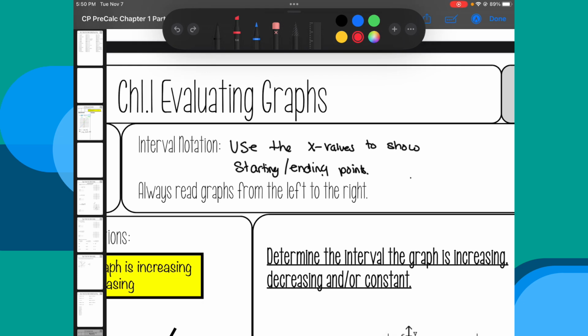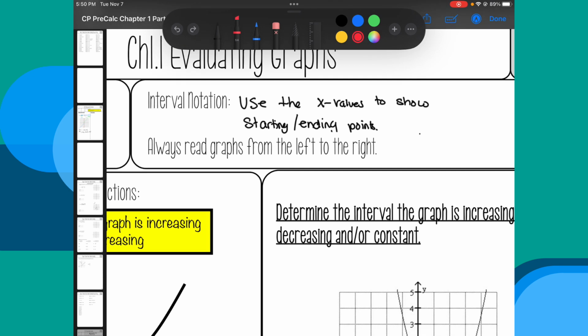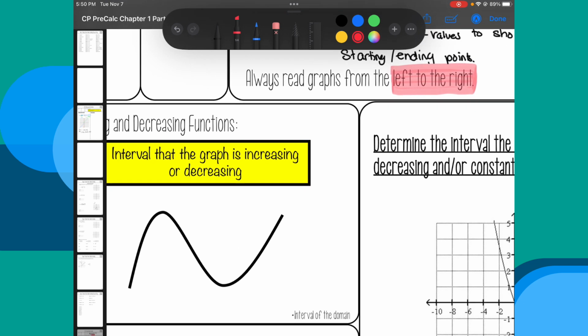Let's evaluate some graphs. We're going to be using interval notation, which uses the x values to show the beginning and ending of an interval. And remember, whenever we look at graphs, we always read them like we read an English sentence. We start on the left-hand side and we move to the right.